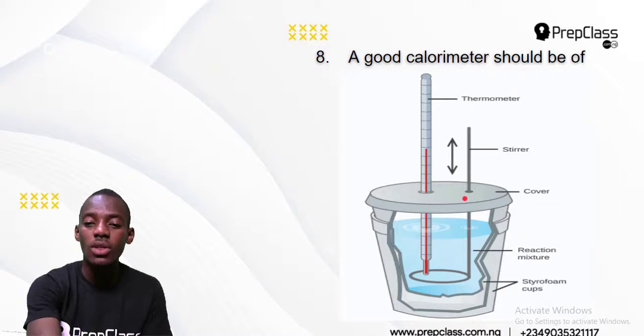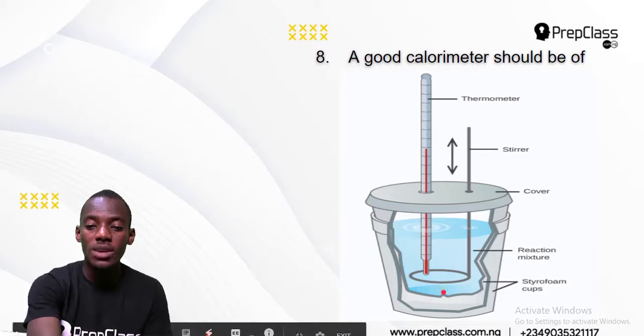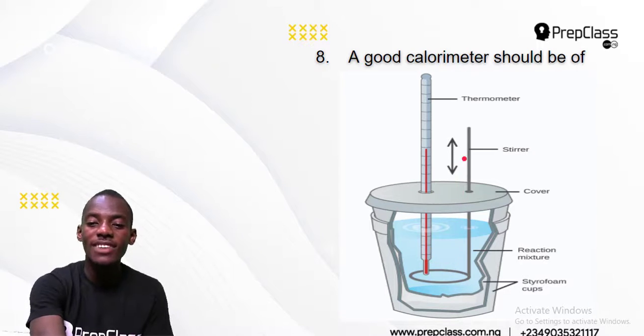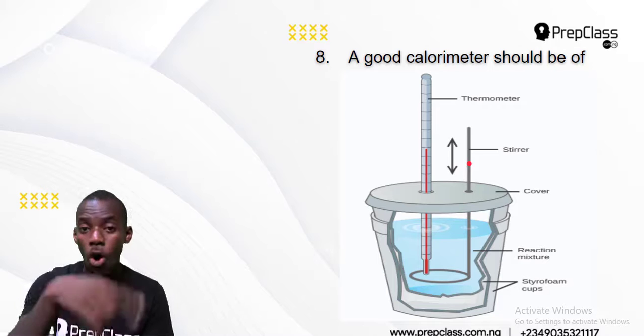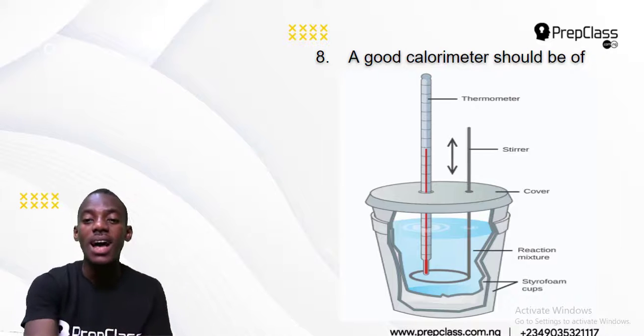Now this is a calorimeter, and that's what I was talking about. It shows the distribution of heat within this system, and this stirrer is used to mix the heat so that the heat will circulate quickly. And this is the thermometer used to measure the temperature of the system, and that's a calorimeter for you.